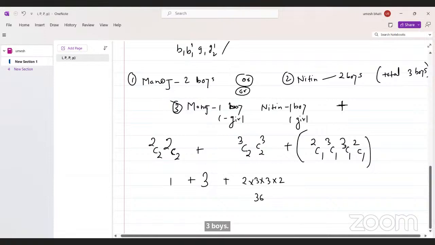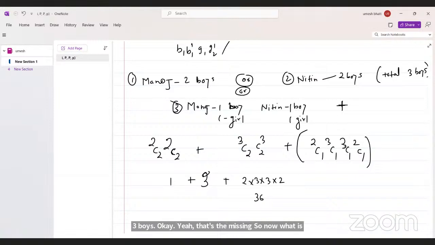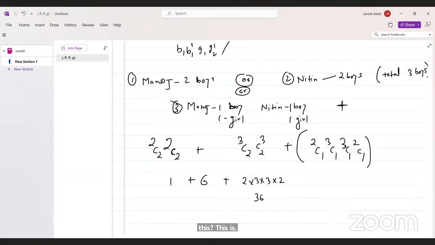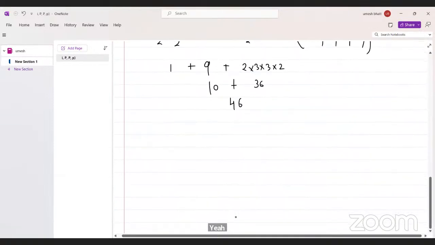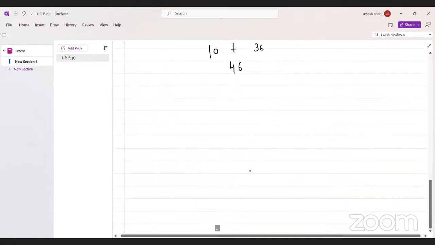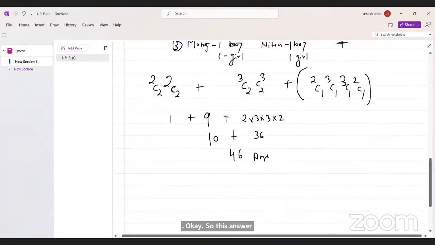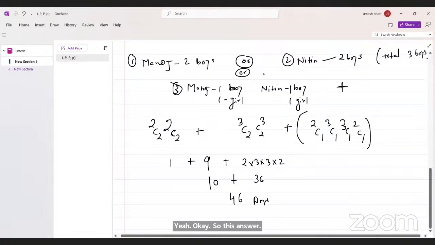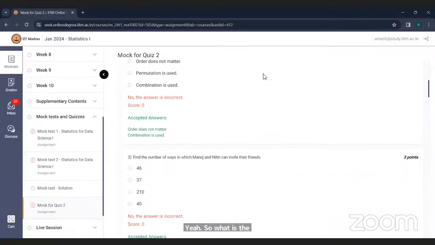So now what is this? This is 3 into 3, 9. Sorry, 9, and this is 10, and 10 plus 36 is 46. So this is the answer. Any doubt? No, sir. So what is the next question?